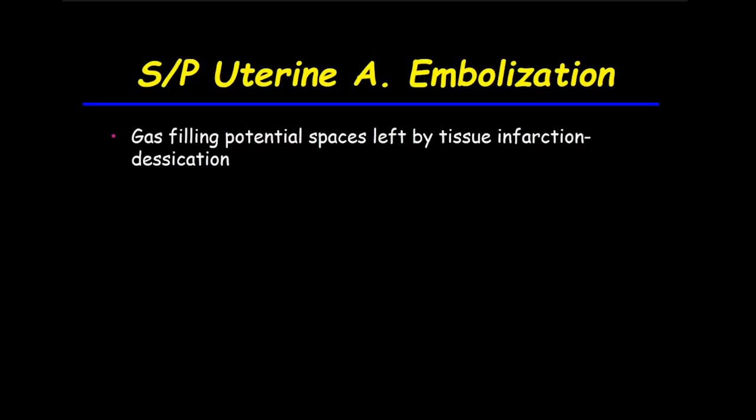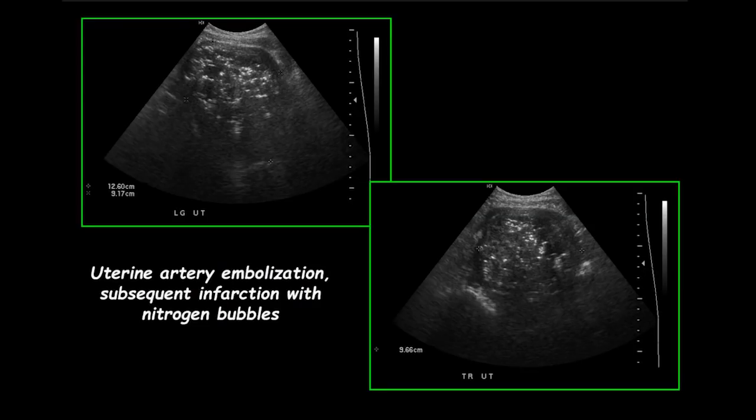Uterine artery embolization may lead to tissue infarction. This patient is status post uterine artery embolization, and there is infarction of the leiomyoma. Multiple small bubbles of nitrogen are present due to the infarction, seen as tiny echogenic foci with dirty shadowing.